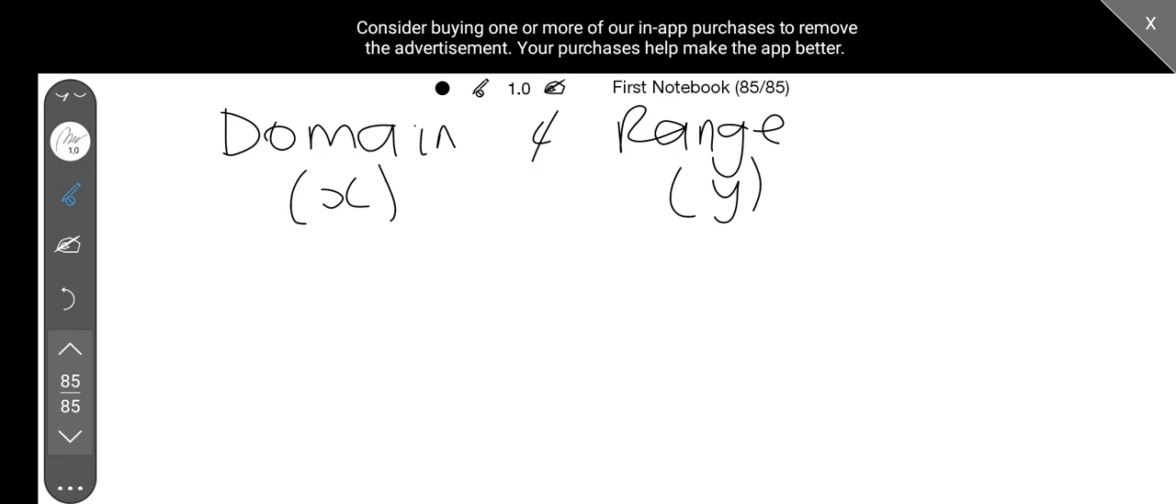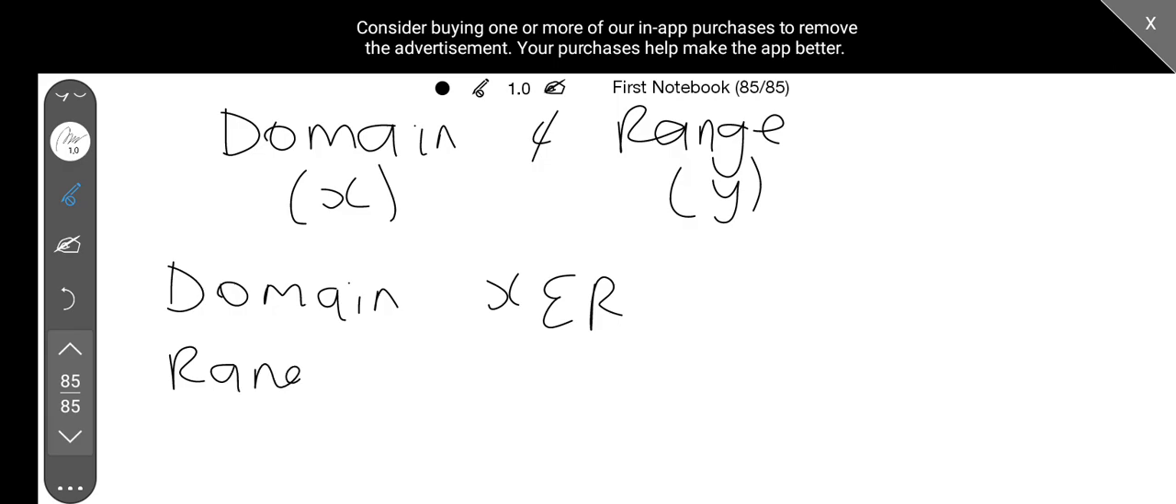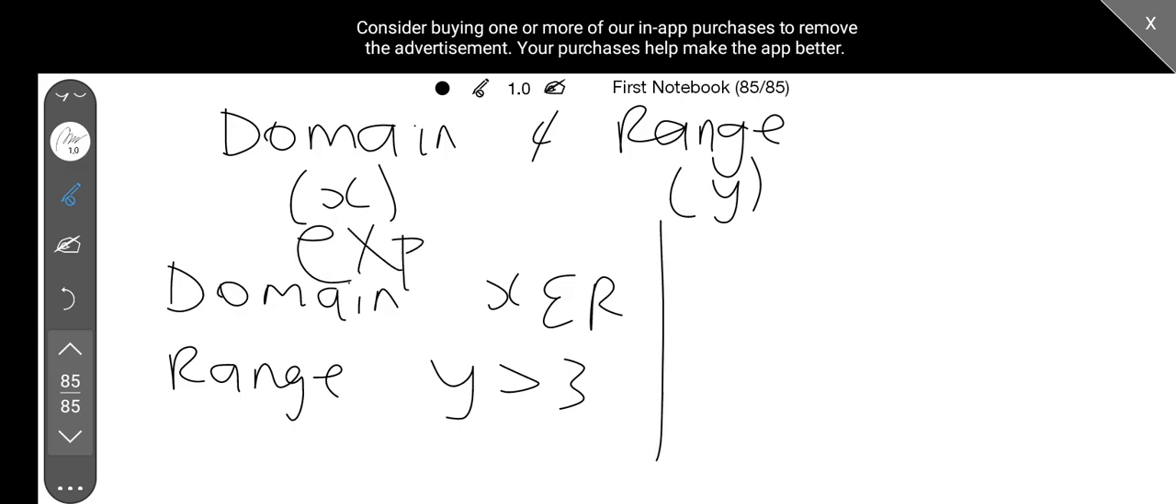We said the domain focuses on the x values and the range focuses on the y values. So let's say a function had the domain as x is an element of real numbers and it had the range as y is more than 3. We know this is the range of an exponential function. So if this is an exponential function, let's find the domain and the range of the inverse. You see, they're going to switch. The domain will now become the range.